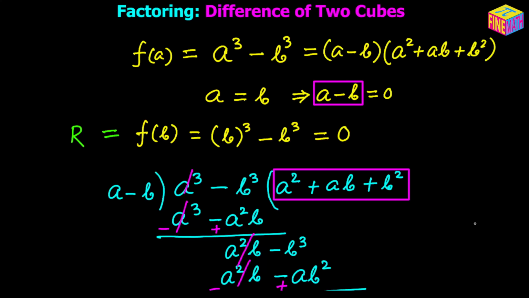So if we are given any algebraic expression that can be expressed in that form, we can easily write down its factored form, which should be a minus b times a squared plus ab plus b squared. So let's take an example.